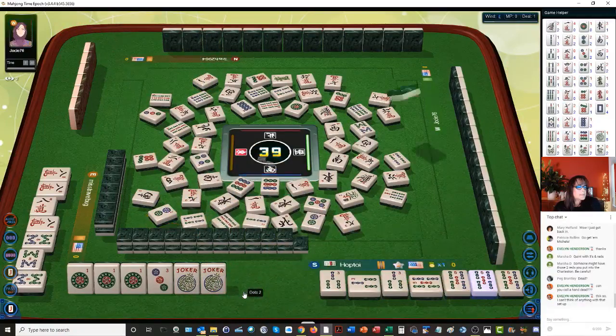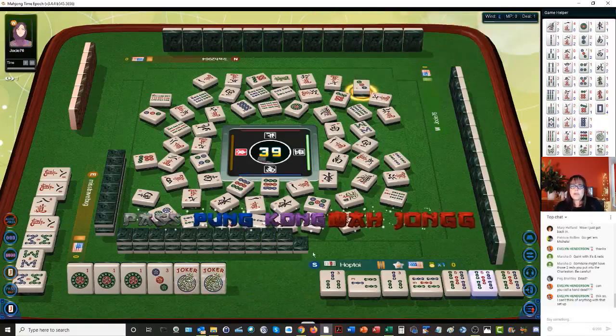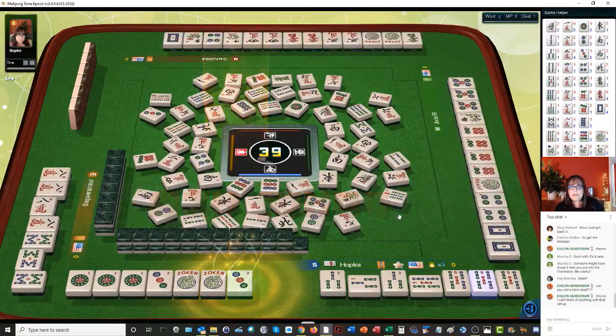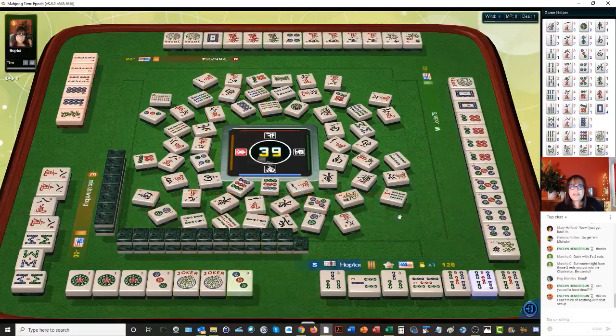Two dots. We have a full... Wall. There it is, Mahjong. We got it. So Mahjong. That was a nice way to end the live stream, I think. And there are those red dragons, by the way.